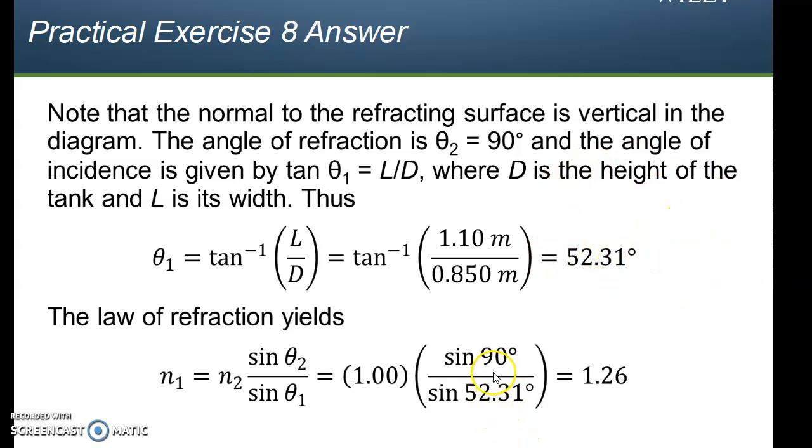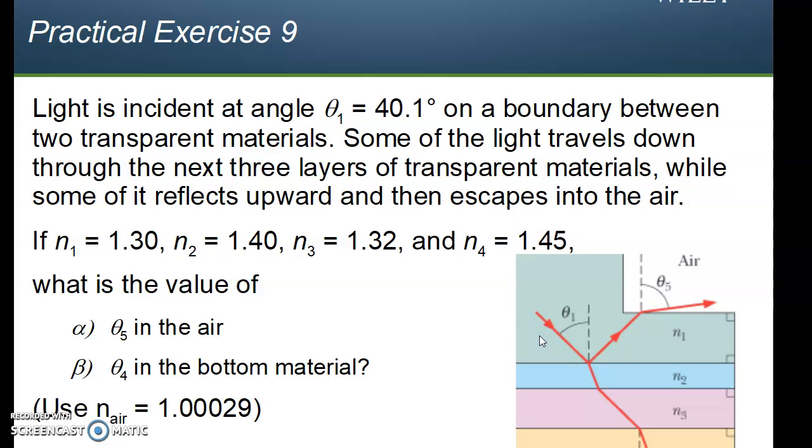You can then plug that into this equation so that it ends up being 1.26, right? Okay. So anyway, the whole idea is that the angle of refraction, theta 2, equals 90 degrees, and I think those are all of the key elements there. I skipped ahead to the answer before I really discussed the problem in detail. Let's try another one then.